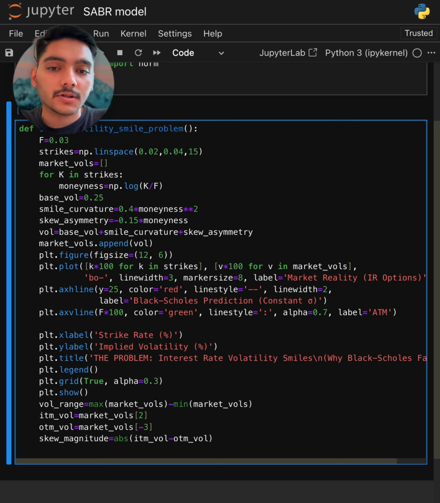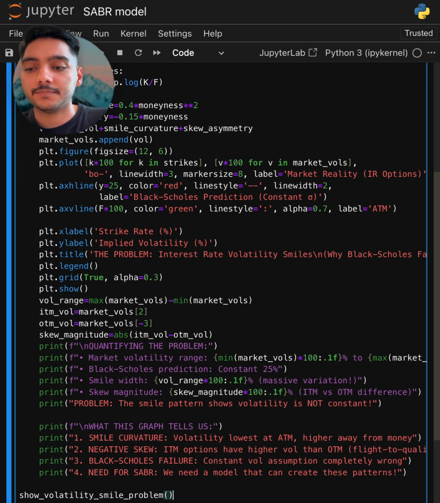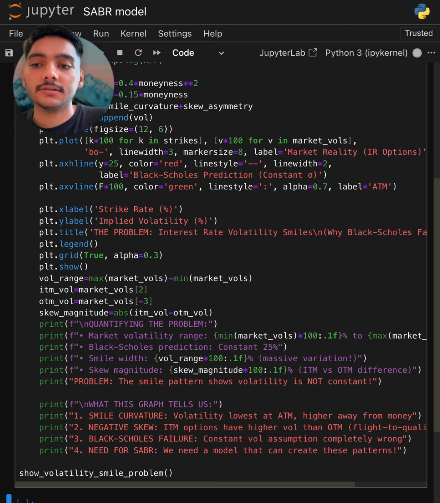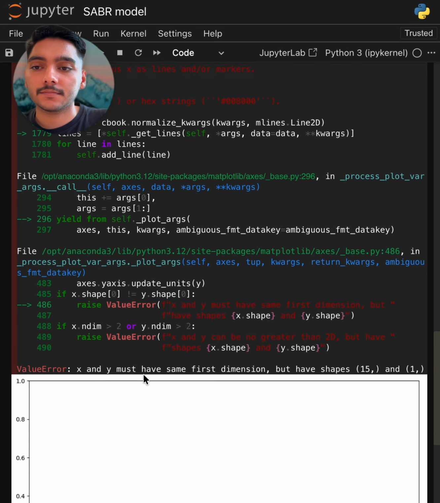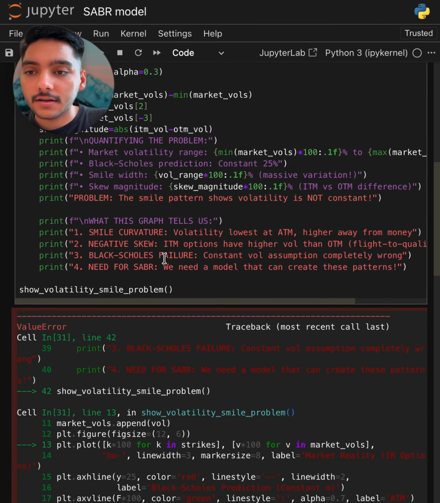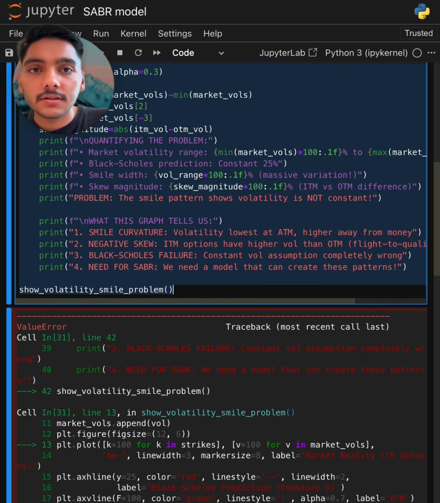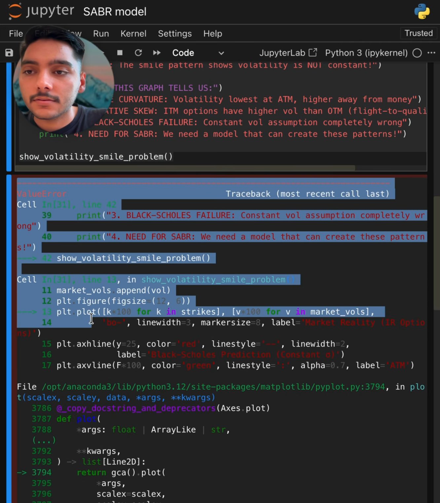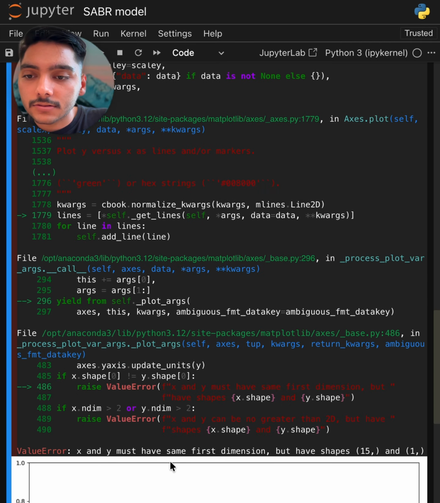So I'm copy pasting that code part also, which will show. Let me show the part. Let me run this, and basically I have an error. So let's see where the error is. This is this. Okay.